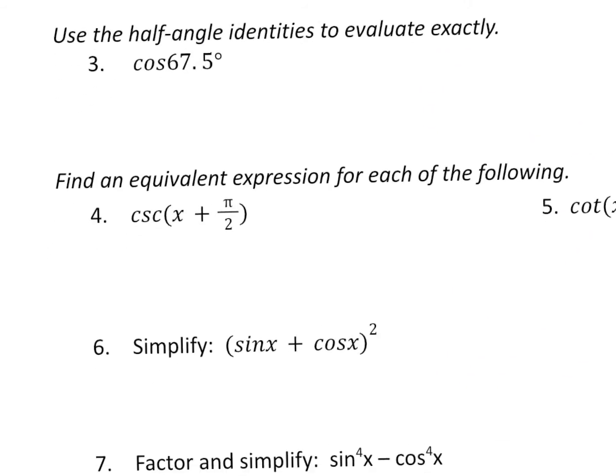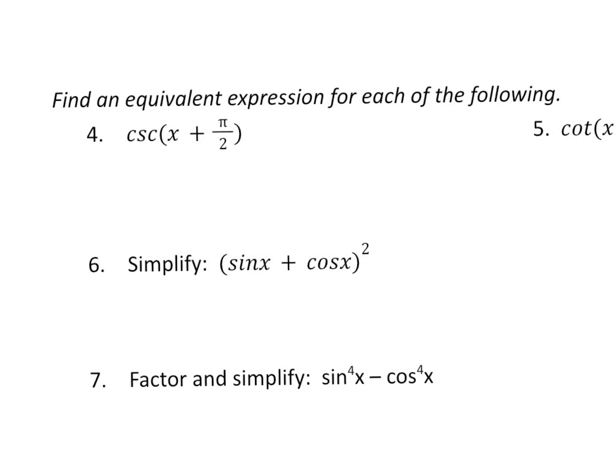Okay, number 4. Find an equivalent expression for each of the following. The first one says cosecant of x plus pi over 2. If you look at your identities, you don't see a cosecant with the plus. Remember, cosecant is the reciprocal of sine. So I'm going to actually do the sine addition, which is the sum of difference identity.